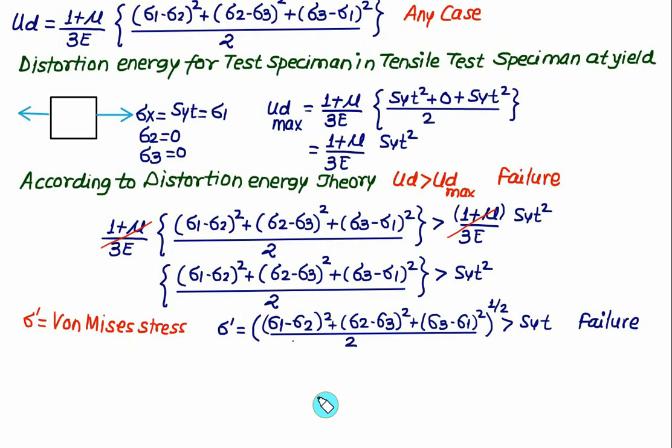So remember the definition of the von Mises stress, sigma prime, which is the square root of (sigma 1 minus sigma 2) whole square plus (sigma 2 minus sigma 3) whole square plus (sigma 3 minus sigma 1) whole square, divided by 2. And if this value of the von Mises stress is less than or equal to SYT, then the material is safe. So in this case, we can calculate the factor of safety N. The factor of safety N will be equal to SYT divided by the von Mises stress, which is given by this equation, the factor of safety for distortion energy.